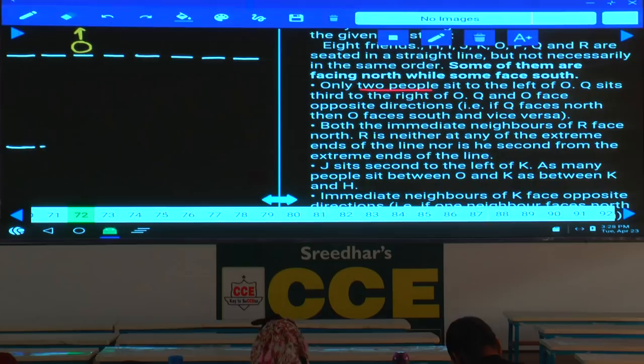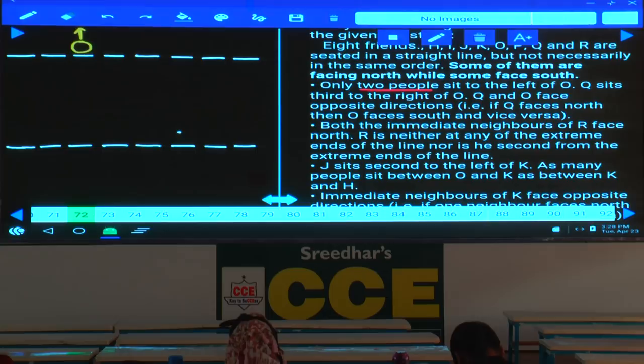Then what is the second possibility we can have? O is here. If O is here, then how many persons? Two people sit to the left of O. O must be facing towards south. Hence, either O can be towards north or O can be towards south.